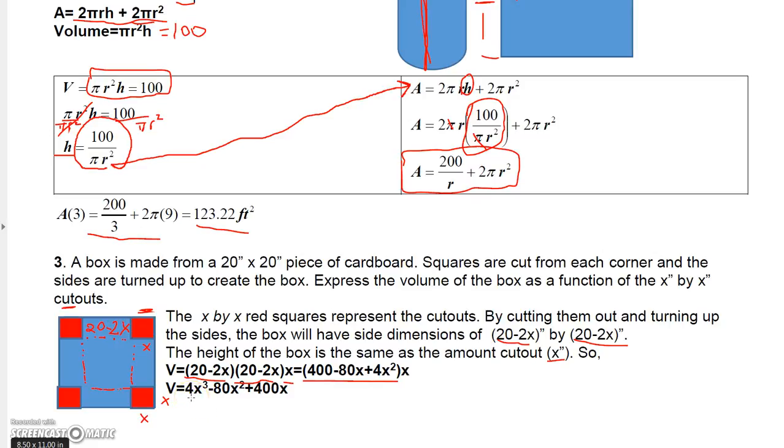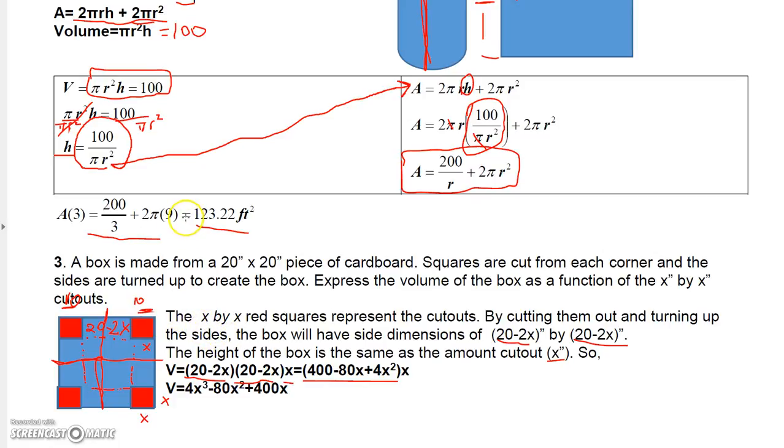Now, one thing you don't want to do is go up to 10, because if you cut out 10 by 10 corners, well, think about it. If you cut out a 10 by 10 piece here and a 10 by 10 piece here, then that's half of the width, so you would have cut out the whole piece of cardboard. So anyway, there is a limit to how high x can go.